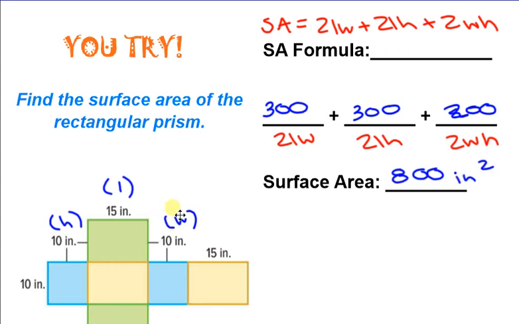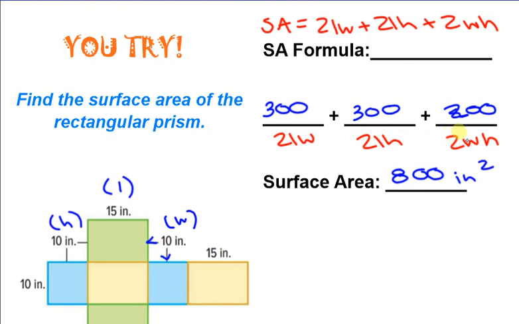So here we have our net, and I just went ahead and labeled this as the length, and then 10 was both the width and the height. So I just labeled one as width, one as height, just so they were in a different place. 2 times L times W, which is going to be 2 times 15 times 10, is going to give you 300. 2 times L times H is 2 times 15 times 10 again.